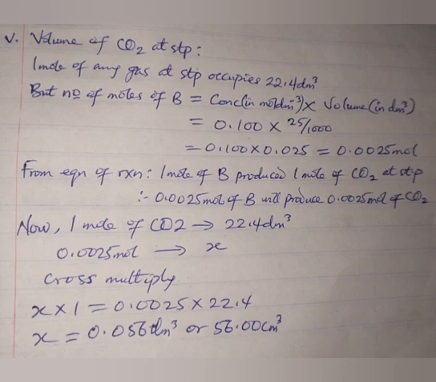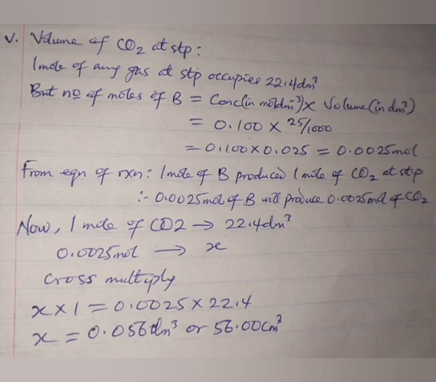And how do you calculate number of moles in volumetric analysis? It is concentration times volume. Your volume must be in dm cube. So my concentration of B is 0.100. Then my volume is 25 cm cube, volume of your pipette. 25 over 1000 is to convert to dm cube. It will give me 0.025 dm cube. So if I multiply by 0.1, I will get the number of moles, which is 0.0025 mole.